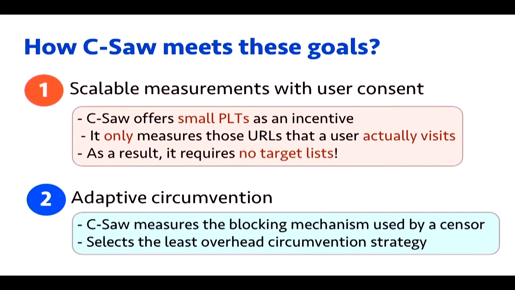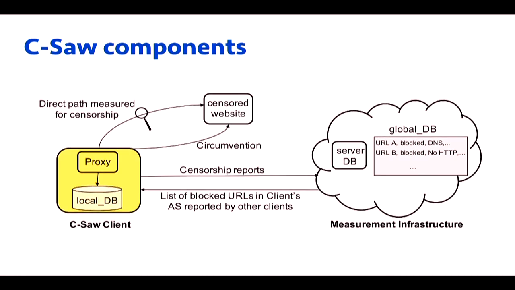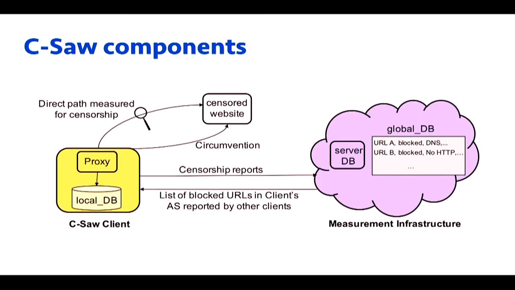CISO has two components. One is the CISO client, and the other is the measurement infrastructure. The CISO client runs a client-side proxy that is responsible for measuring censorship, reporting the measurements about blocked URLs to the measurement infrastructure, and carrying out adaptive circumvention. The measurement infrastructure stores crowdsourced measurements and periodically shares them with the clients.